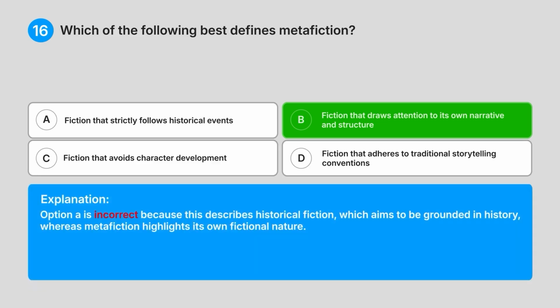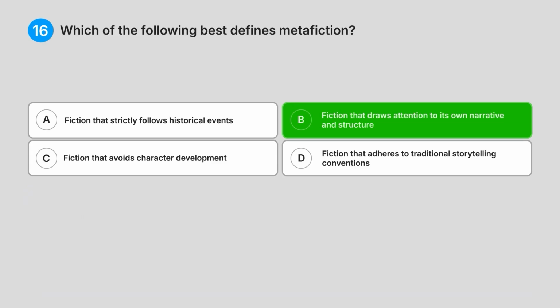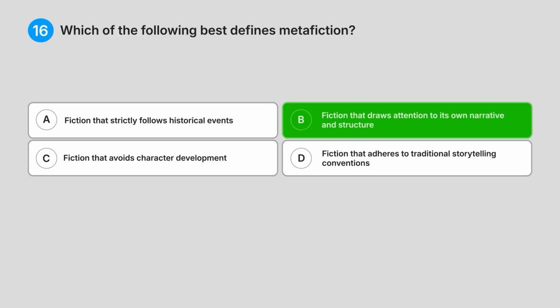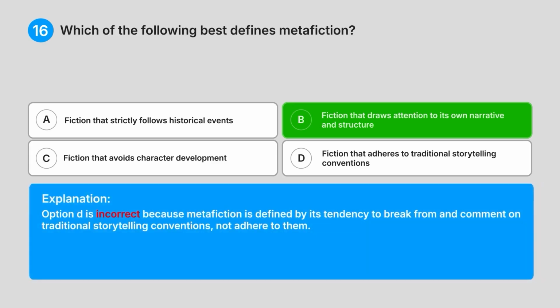Option A is incorrect because this describes historical fiction, which aims to be grounded in history, whereas metafiction highlights its own fictional nature. Option C is incorrect because metafiction can and often does have well-developed characters whose development might even be part of the self-conscious commentary. Option D is incorrect because metafiction is defined by its tendency to break from and comment on traditional storytelling conventions, not adhere to them.